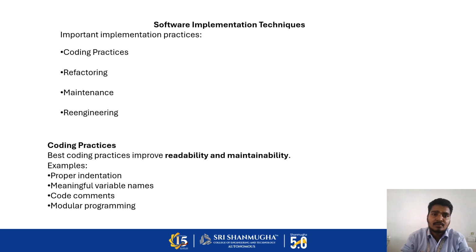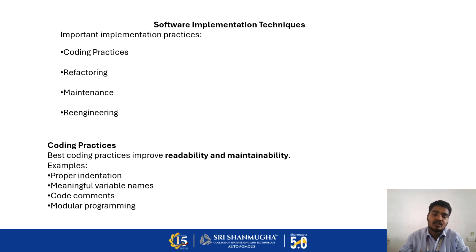So next, the software implementation techniques. They have four kinds of models followed in the implementation process. First is coding practices, then refactoring, maintenance, and re-engineering. So what are coding practices? If we start with the software development model, we can divide it into multiple models. The multiple models follow the same kind of coding practices, due to each individual syntax and semantics for the coding methods. So next, refactoring.